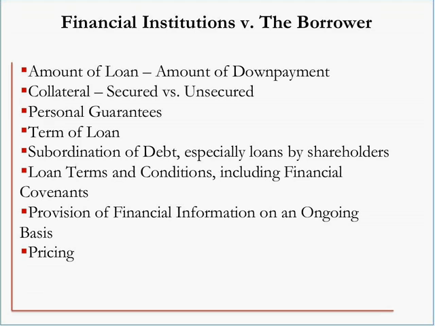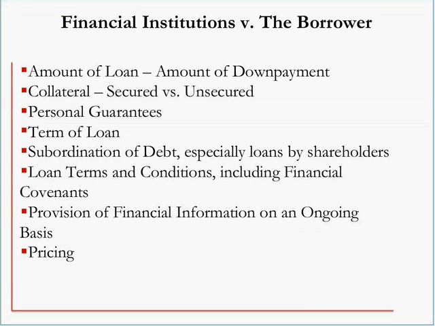Subordination of debt, especially loans by shareholders. Usually we want a debt instrument that is controlled by a shareholder to be paid out after a loan to the bank. So what we're going to say is generally you can pay interest on that loan, but you can't pay any principal back until the bank's loan is satisfied.